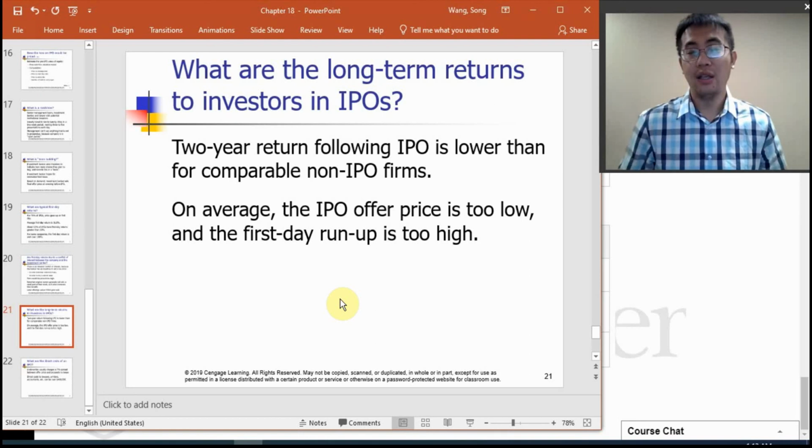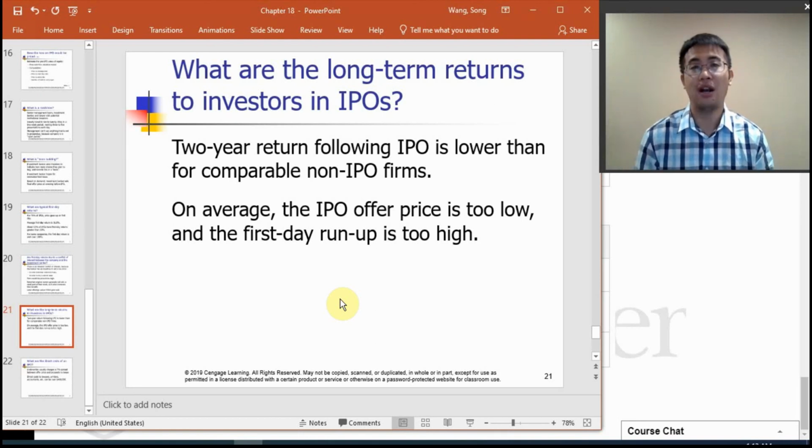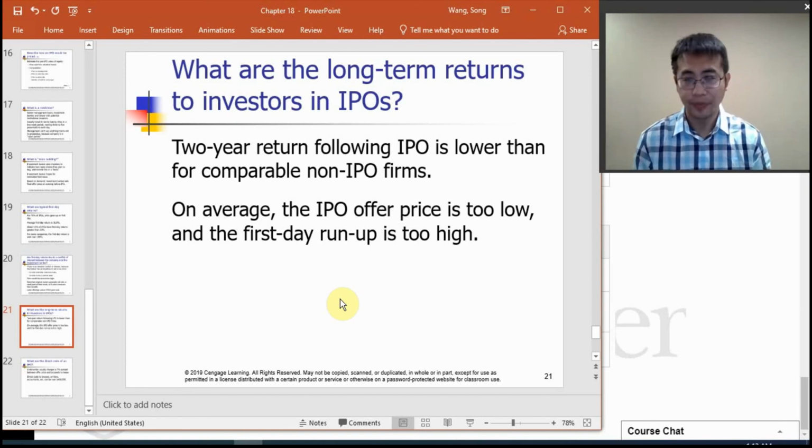Well, in response to the high first day return, in the long run, let's say in a 2-year, 3-year, 5-year horizon, the IPO stocks do not have as good a performance as the non-IPO firms. And this is a fact. I have done tons of research on this, and IPO underperformance is actually a very big issue in the world of finance.